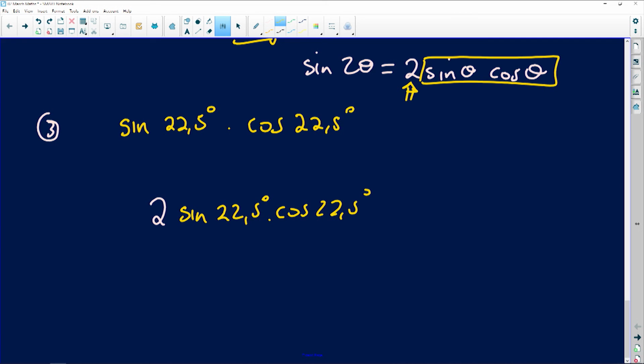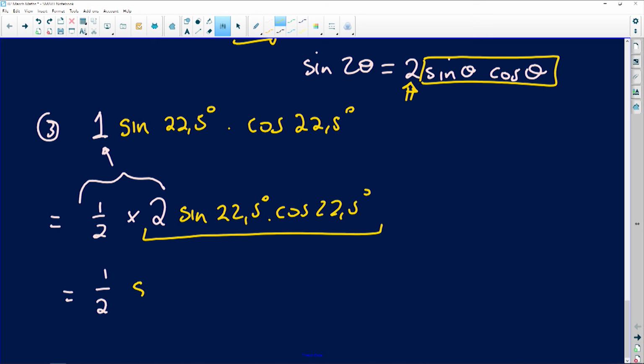But if I do this, I need to neutralize what I just did by adding a factor of half there. And you will notice that half of 2 will simply give us the original coefficient of 1 that was there. Half of 2 is exactly equal to the one that came with this question. So if I continue to simplify further, I'm going to just ignore that half, and I'm going to now focus on this part, which is the double angle part. And that is the sine of 2 times 22.5 degrees.